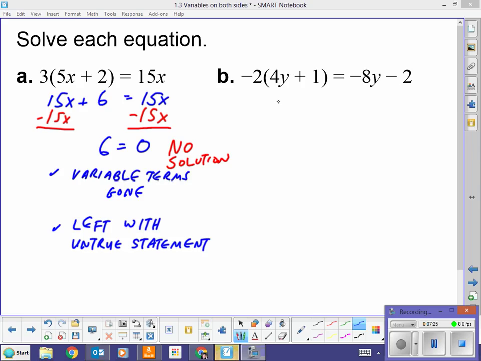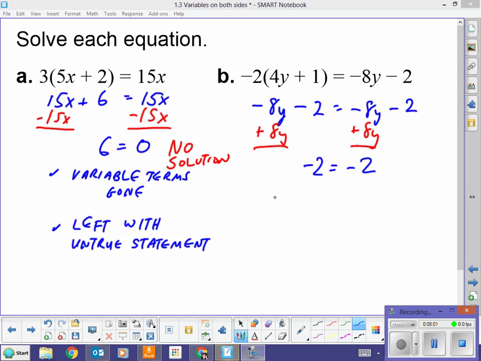Let's take a look at the second example here. Same thing. I'm going to multiply through to simplify the left side. So negative 8y minus 2 equals negative 8y minus 2. So you can see right here, these are the same thing. This is going to be infinitely many solutions. But let's follow this through all the way like we practiced before. I'm going to add 8y to both sides. I'm trying to combine my variable terms on one side. So that will cancel, and this will cancel, and that leaves me negative 2 equals negative 2.